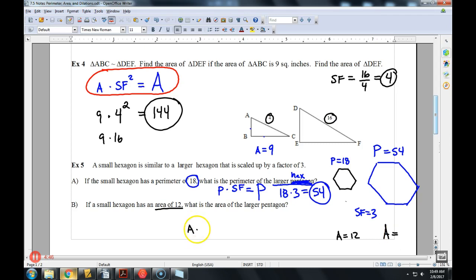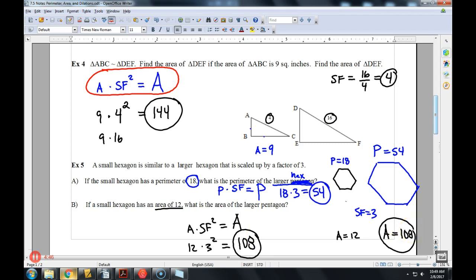Little area times scale factor squared should be big area. So if the little area is 12, the scale factor is 3 squared. So that's really like 12 times 9. So the answer to this question is the area is 108.